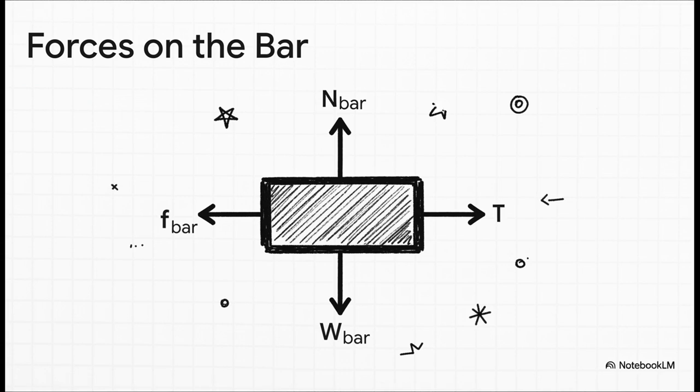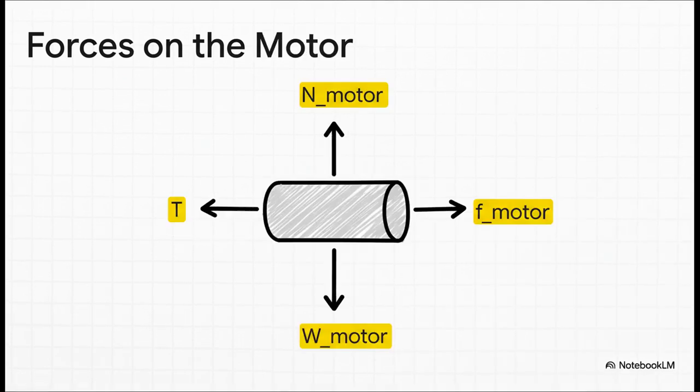Okay, let's focus on the bar first. What's acting on it? In the up and down direction, it's pretty straightforward, right? You've got gravity pulling it down, and the normal force from the surface pushing right back up. They cancel each other out. The interesting stuff is happening horizontally. You have the tension in the string pulling the bar towards the motor, and fighting against that pull, you have friction, which always opposes the motion.